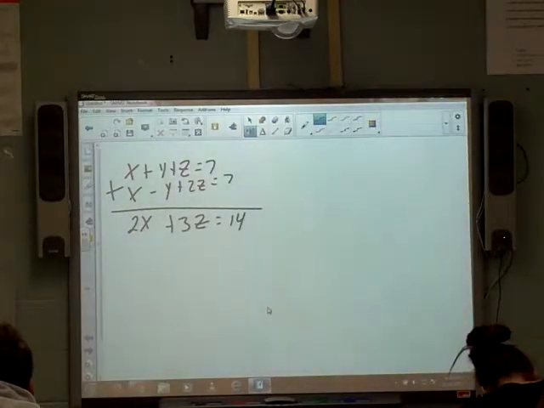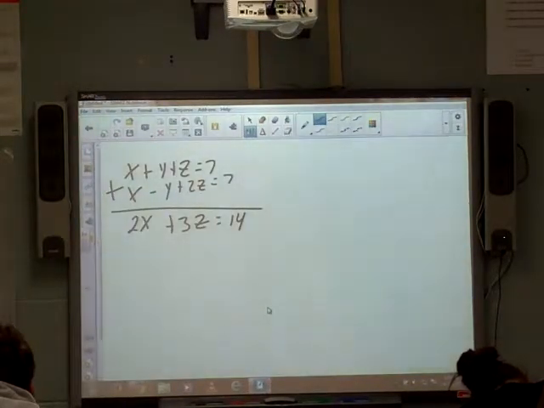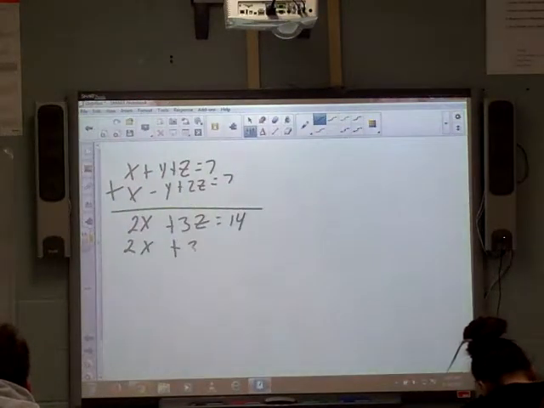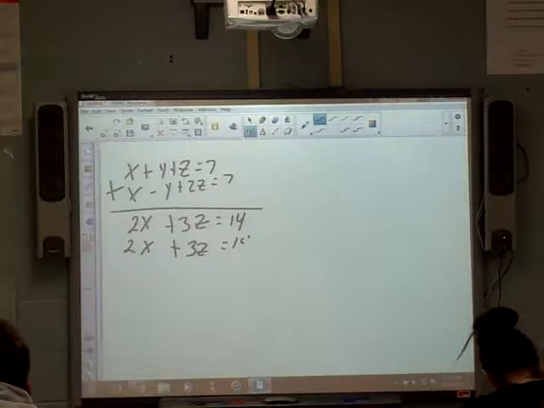Okay. Now I don't have to get another new equation because my third one is already missing a y too. So I can go ahead and put those together. So I've got this new one. I'm putting it with my third one. My third one happens to say 2x plus 3z equals 14.